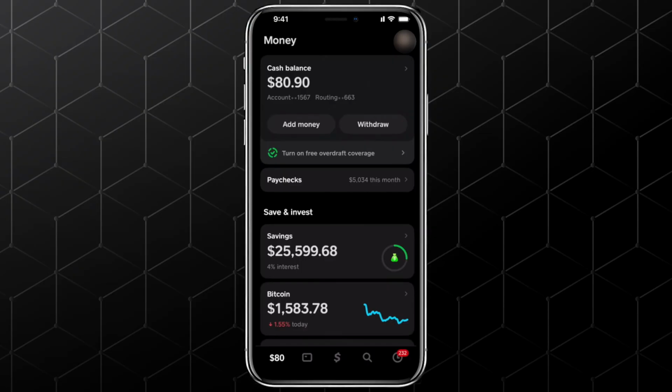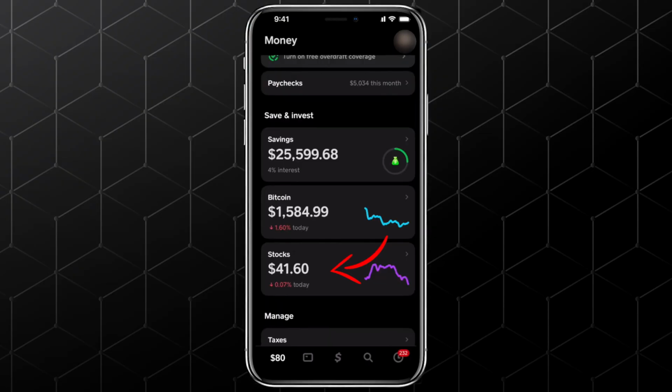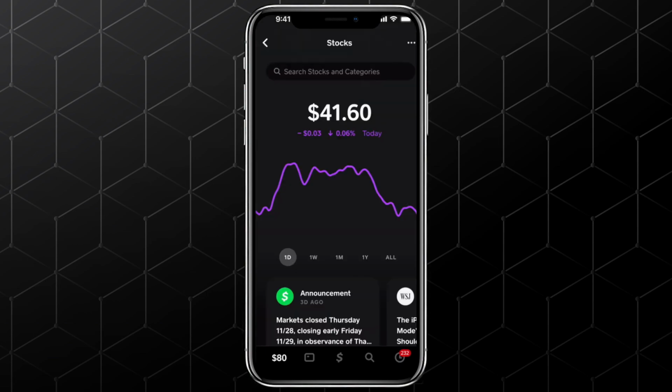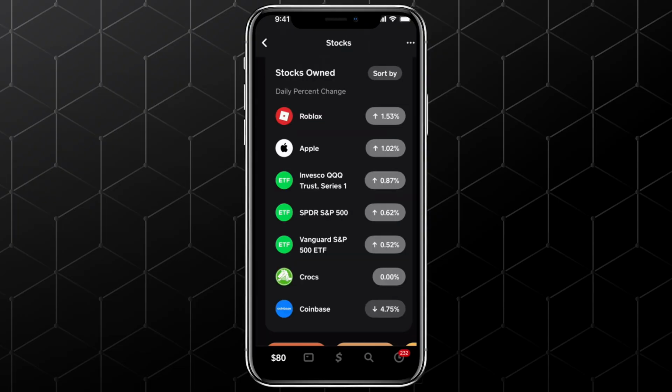To begin investing, you first need to open the app and navigate to the home screen, which shows your main cash balance. From here, scroll down until you find the Stocks section where you can view your current investments and their values. When you're ready to invest in a stock, tap on the Invest button to browse available companies. You can search for specific stocks you're interested in or browse popular options.